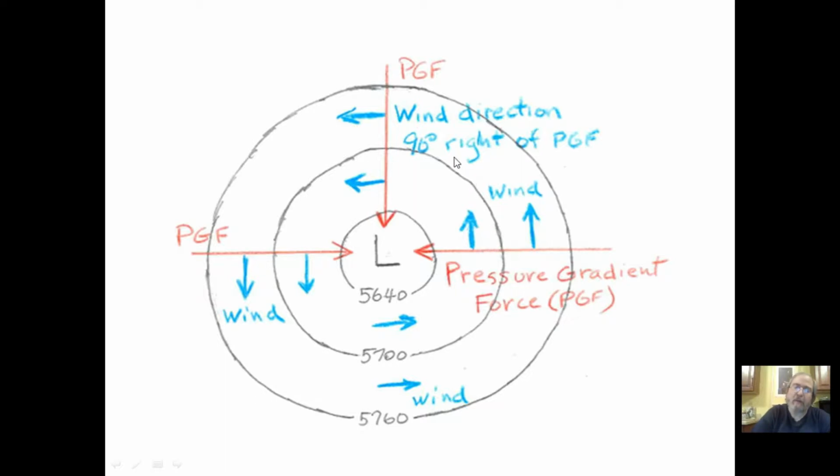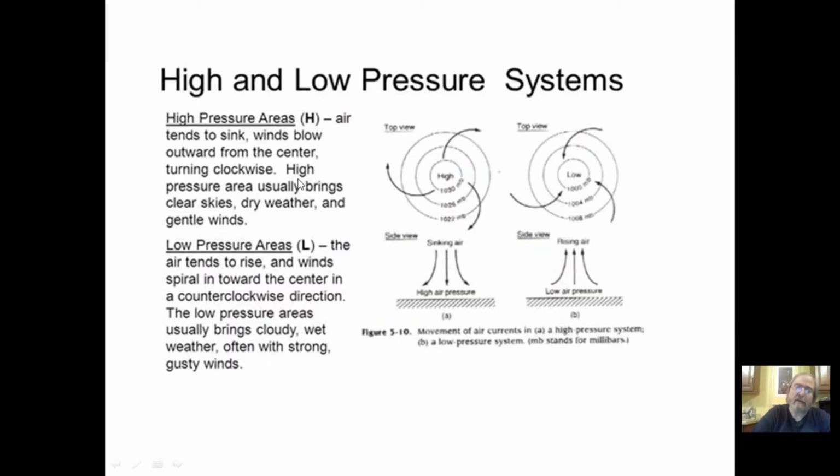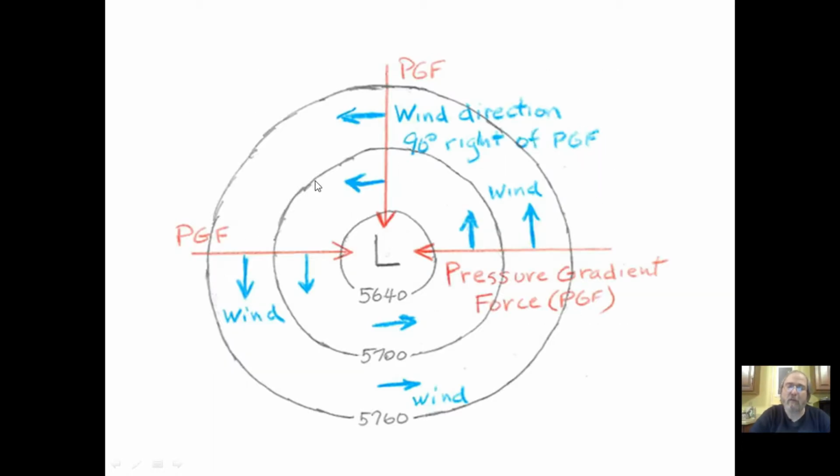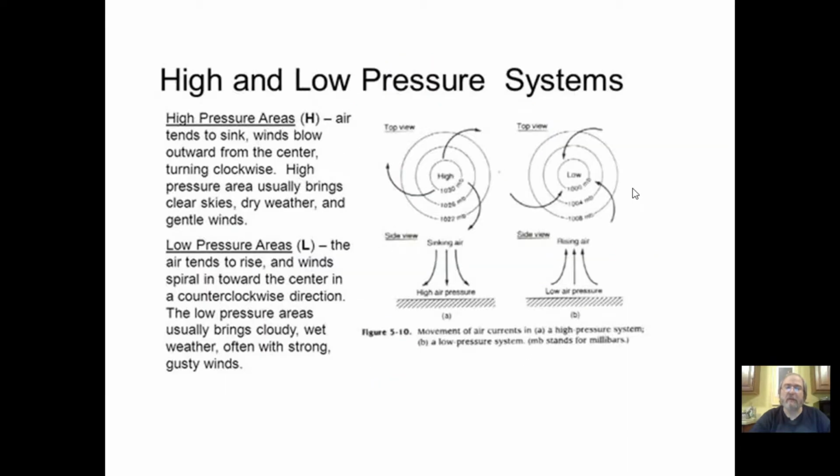You sum this up, and what do you get? For the northern hemisphere, you get a counterclockwise flow. PGF is pressure gradient force, right? You get this counterclockwise rotation that is typical for low pressure systems in the northern hemisphere. It would be opposite in the southern hemisphere. And the blue arrows are wind, of course.